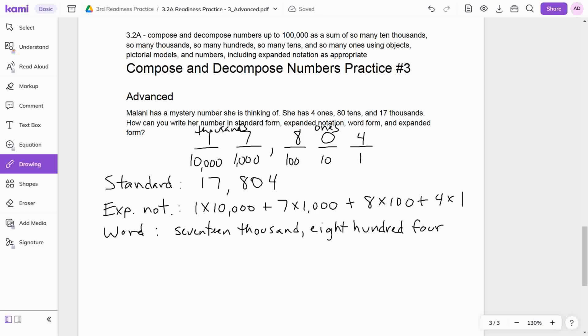And then I need expanded form. So my expanded form is going to be similar to my expanded notation. All right, so I'm going to take the value of each digit. So 10,000 is worth 10,000. 7,000s, right? And I can write it underneath the expanded notation. I can spread it out just a little bit here. It's going to be 7,000. 800s is going to be worth 800. And then 4 ones is going to be worth 4. So that's the answer to number 3.